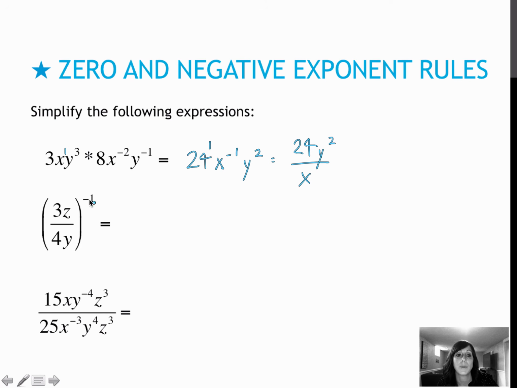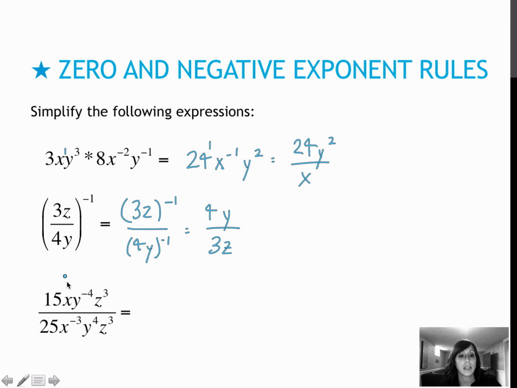For my second example, I've got a fraction that's all to the negative 1. Remember that negative says flip it, so I can think of it kind of like this. I have 3z to the negative 1 over 4y to the negative 1. Those are both in the wrong spot, so I'm going to put the 4y here on top, and I'm going to put the 3z here on the bottom.